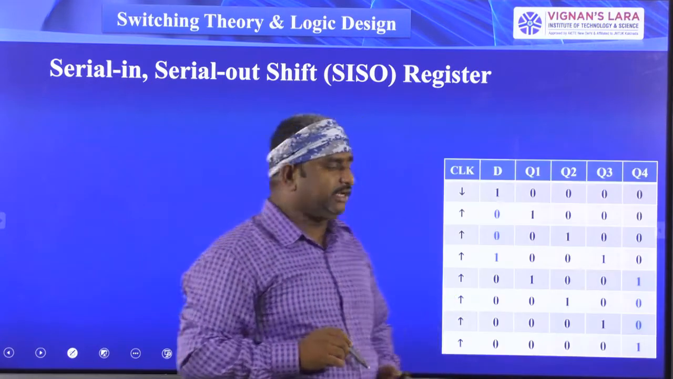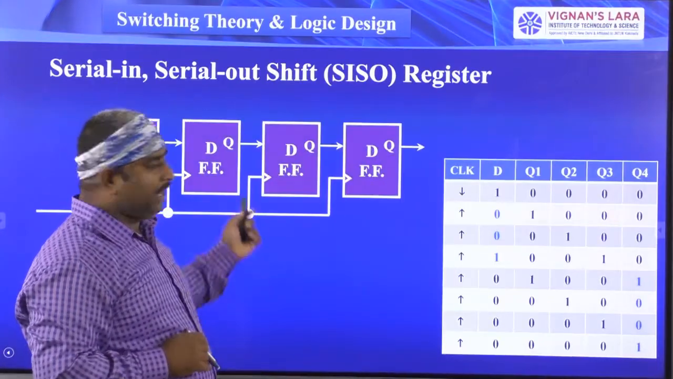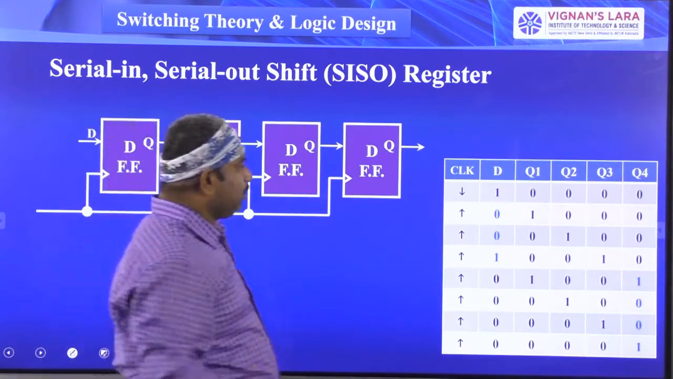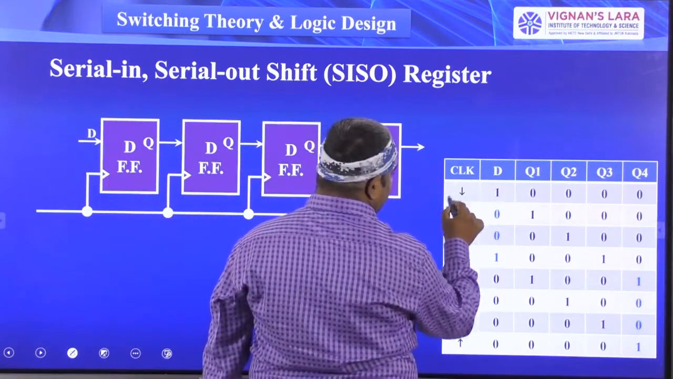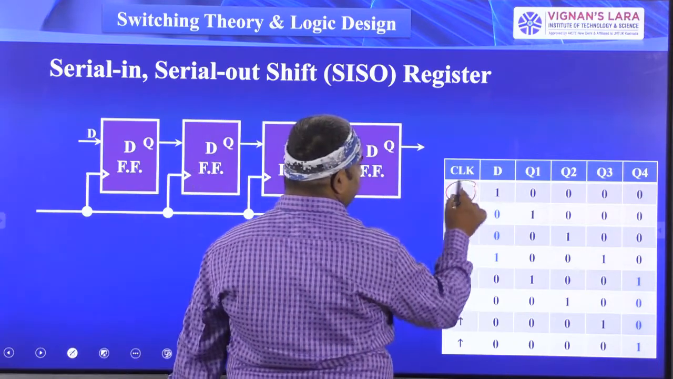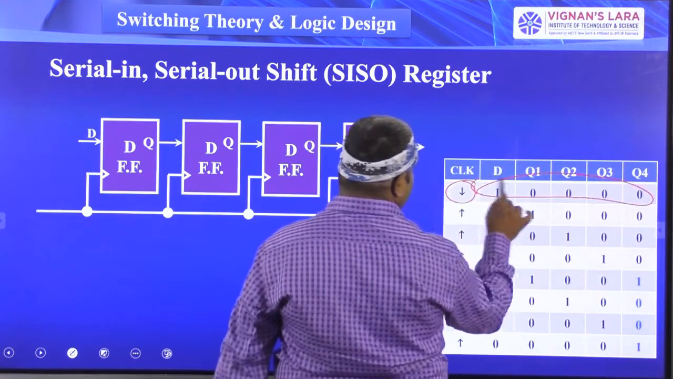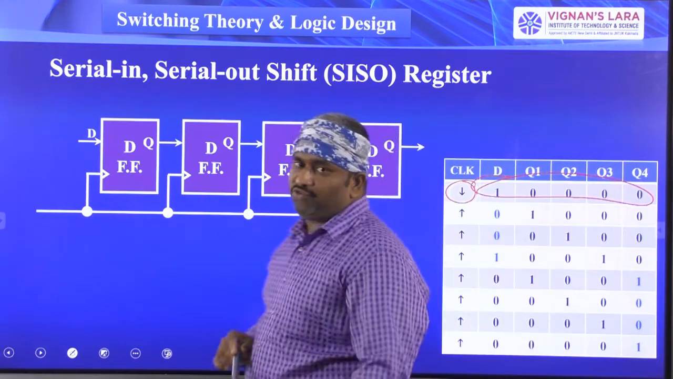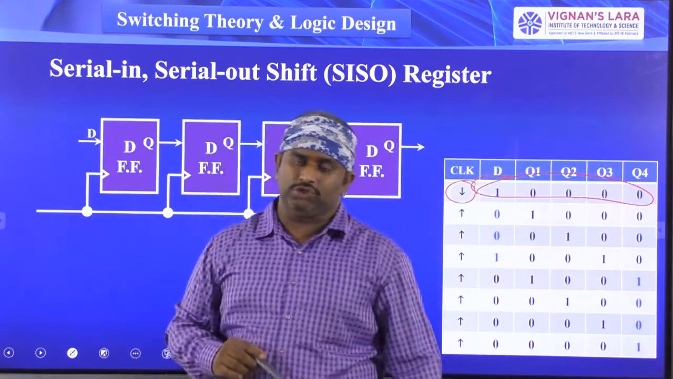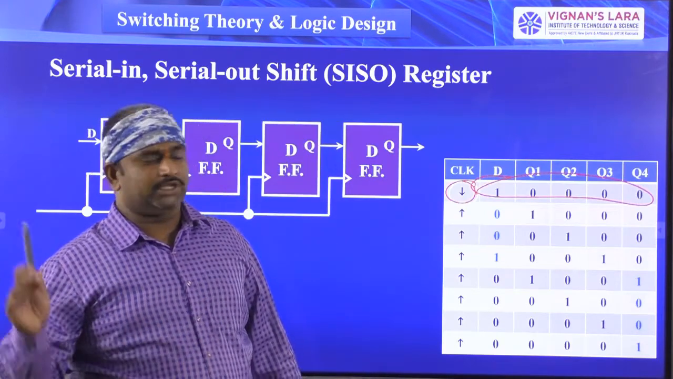So see in the next slide it is somewhat clear. Here I have 4 flip-flops. For the first clock pulse, I have given a negative edge triggered clock pulse here. At that time, the flip-flop is in not working condition. That means all the flip-flop outputs are 0, 0, 0, 0. So at the negative edge clock signal, all the flip-flop outputs are 0.